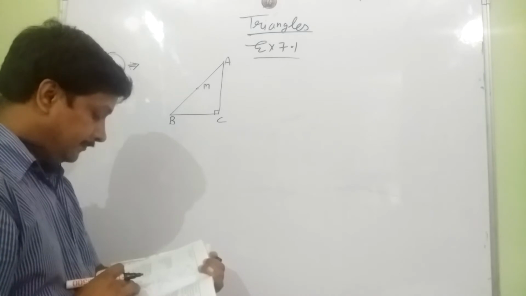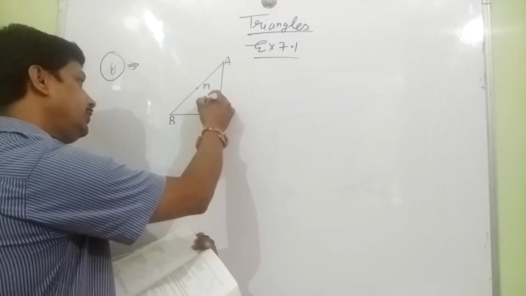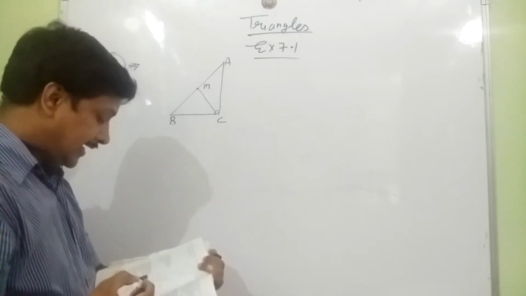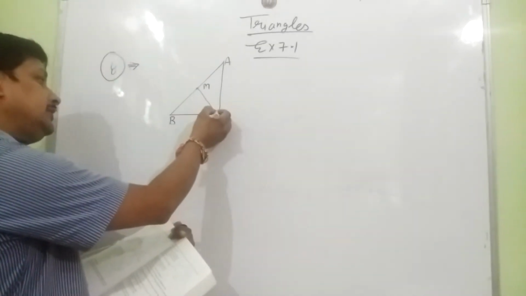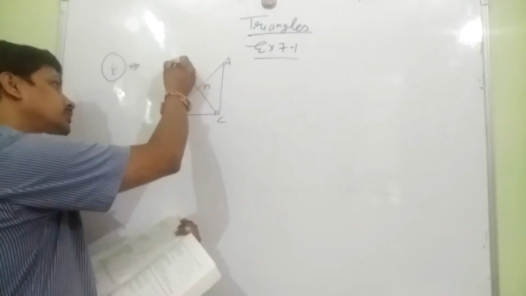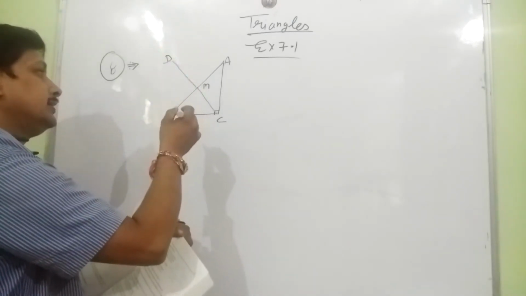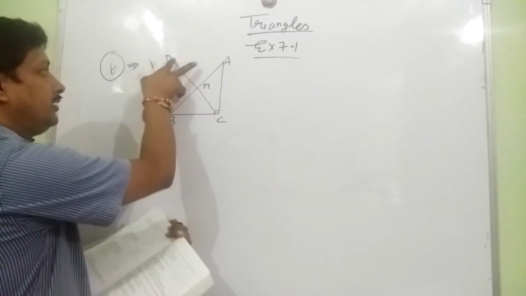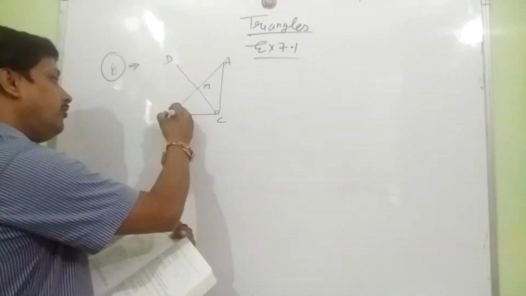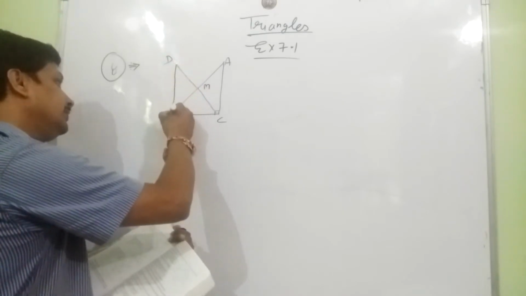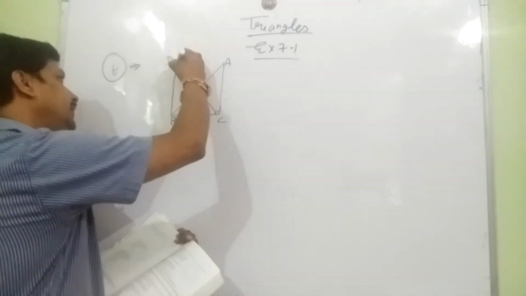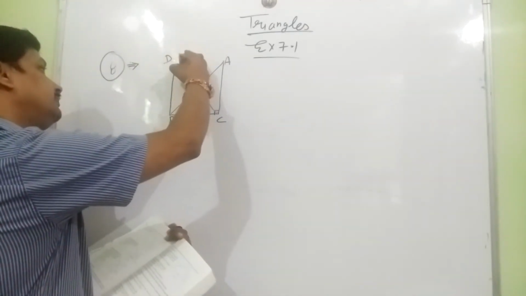C is joined to M and produced to a point D such that DM equals CM. C to M we have joined and it is further produced till D such that CM will be equal to DM. It is given that DM is equal to CM. Now D is joined to B. This way this figure is formed.